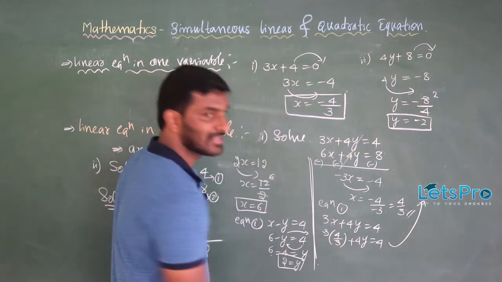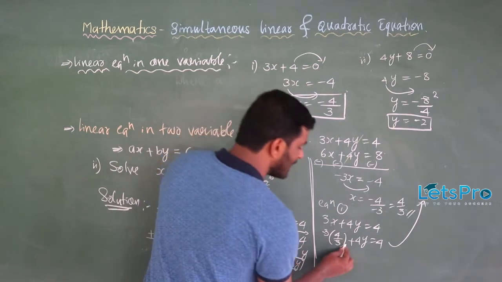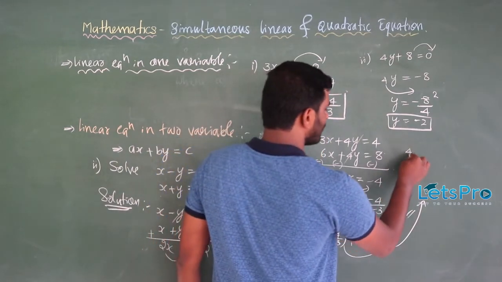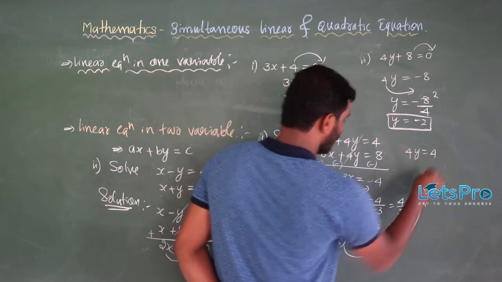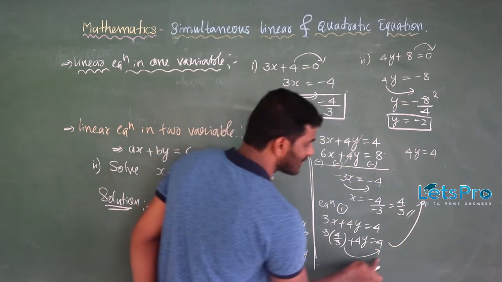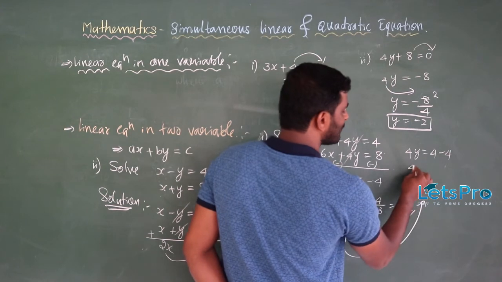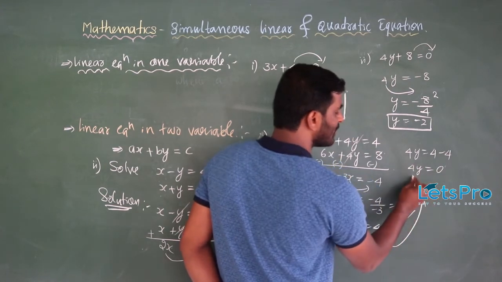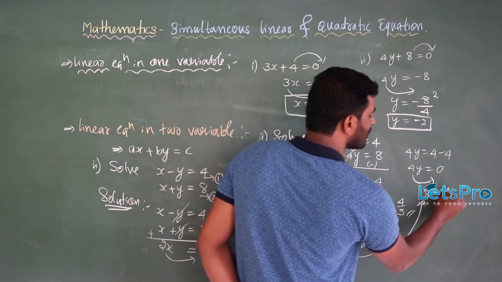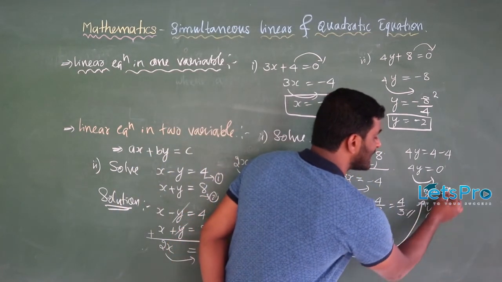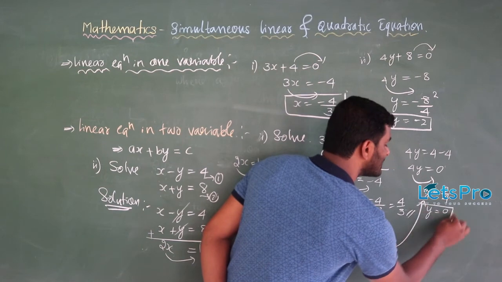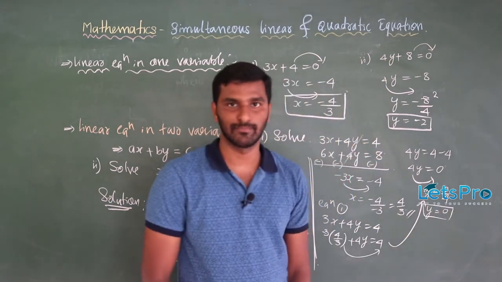We can cancel the numerator and denominator 3, remaining is 4. Take the 4 to the right side. Hence 4y is equal to 4 minus 4, which is 0, and y is equal to 0 divided by 4. 0 divided by any number, the answer is 0. Hence the y value is 0.